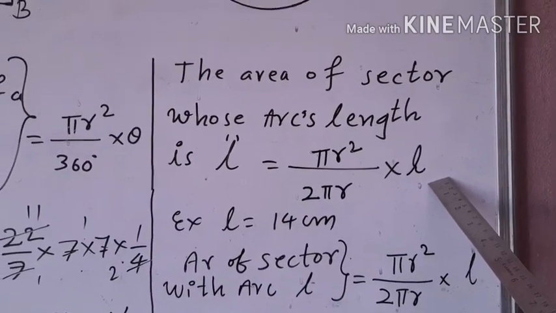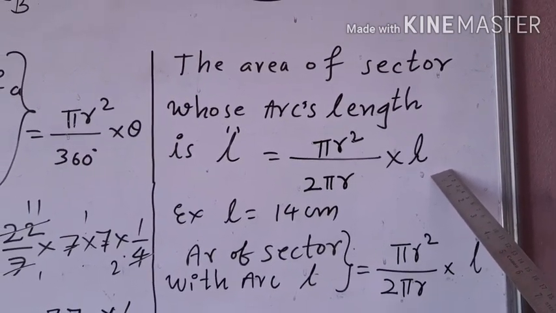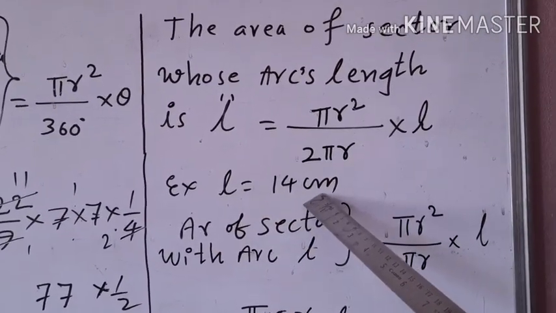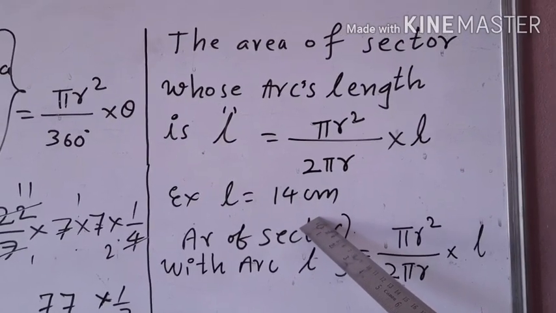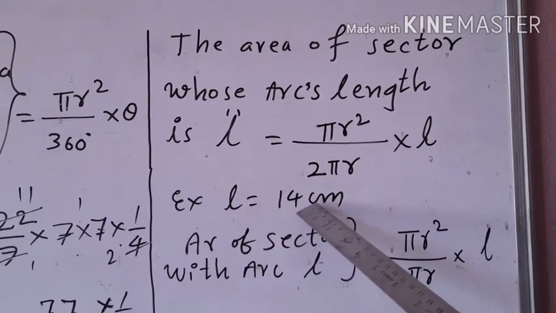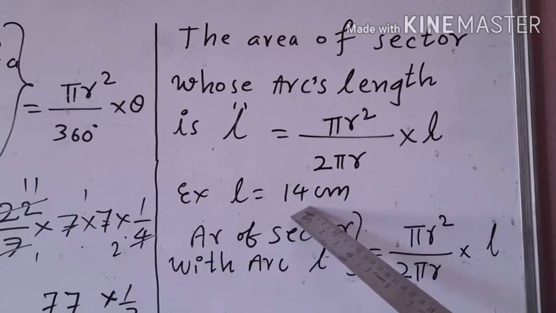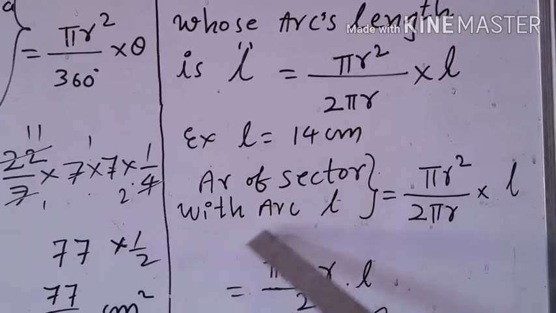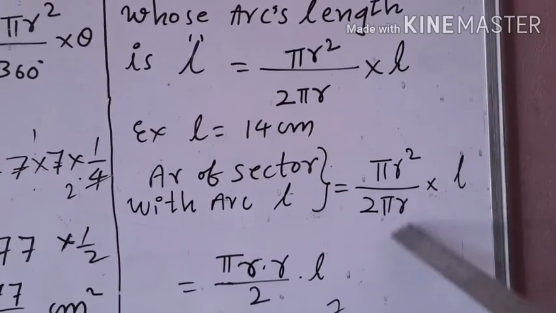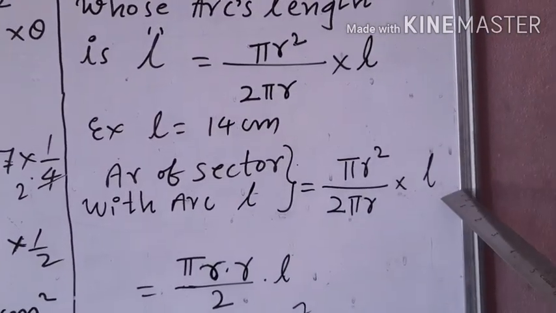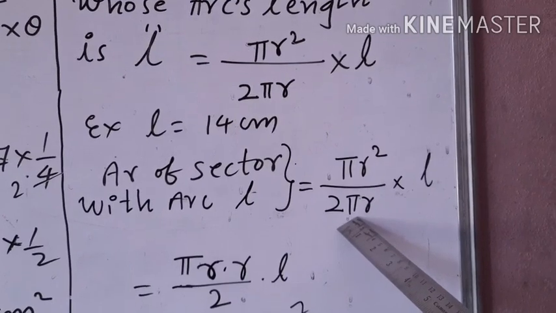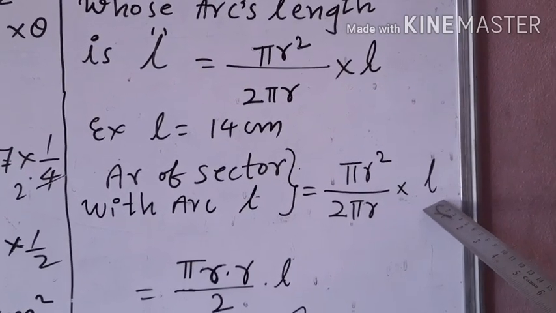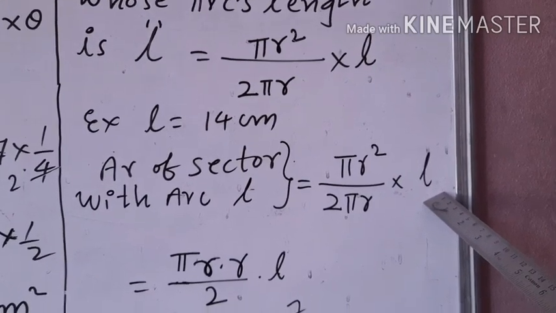For example, children, if the length of the arc of the sector is 14 centimeter and its radius is 7 centimeter, then find the area of the sector. The area of a sector with arc length L is given by πr² by 2πr into L. That is, for 2πr length of the arc, πr² is the area, and for L length of the arc, what is the area?